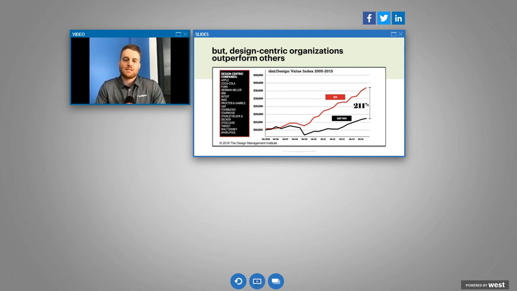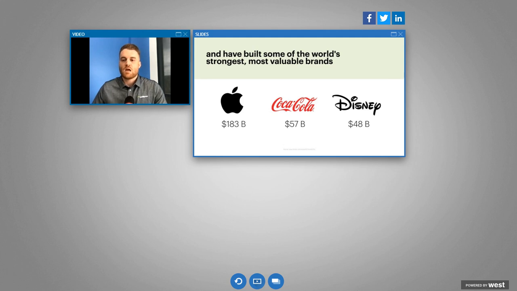This is from a study done by the Design Management Institute a few years ago, where they measured just the financial returns of those publicly traded stocks from these design-centric companies compared to the rest. And they found that design-centric companies outperform others by an average of about 211%. It's drastic.